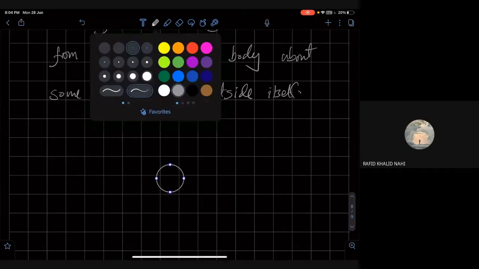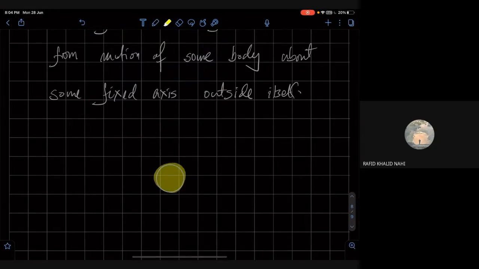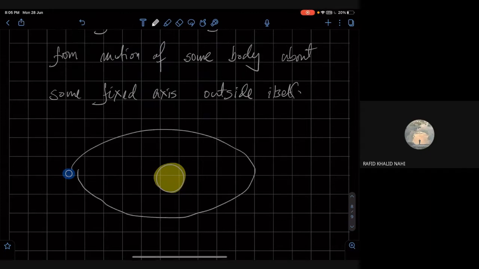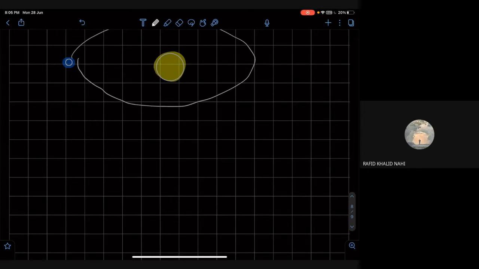So here we have the sun, which is traditionally written yellow, and around it we have, say, the pale blue dot, and it's orbiting, and we have some angular momentum associated with it. So this is orbital angular momentum. But on the other hand, if you look at the Earth and look at its spin around its North Pole, South Pole axis, there's an angular momentum associated with that spinning, and that is called the spin angular momentum.